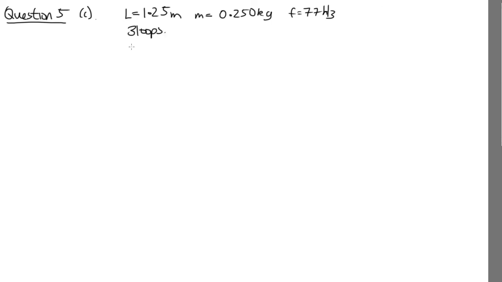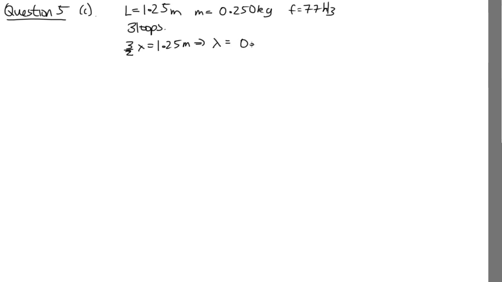Okay, question 5, part C. So here we've got a standing wave set up on the string. The length of the string is 1.25 meters. The mass hanging from it is 250 grams or 0.250 kilograms. And the frequency generator is set to 77 hertz. And looking at the string, we've got 3 loops. So we can say that we've got 3 half wavelengths. So 3 over 2 lambda is equal to 1.25 meters, which tells us that lambda is equal to 0.83333 meters. And the first part asks us to calculate the mass per unit length.